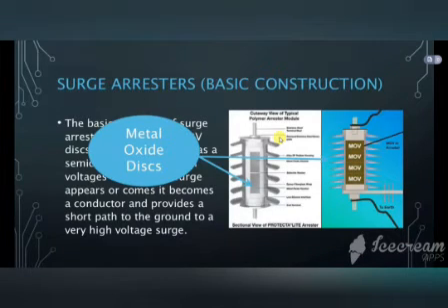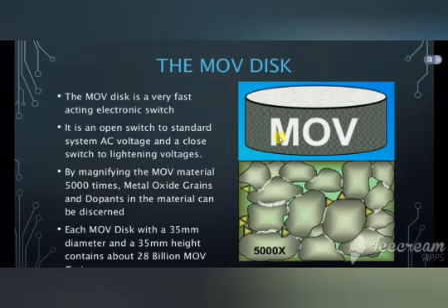So it is the metal oxide disc. See the disc; it is placed inside the insulator. The MOV disk is a very fast acting electronic switch. It is an open switch to standard system AC voltage and a closed switch to lightning voltage. During normal operating conditions, it acts as an open switch. During an abnormal condition, it acts as a closed switch or a short circuit.